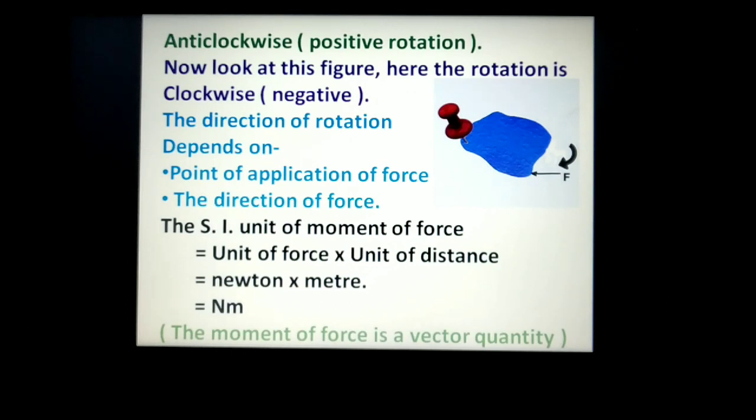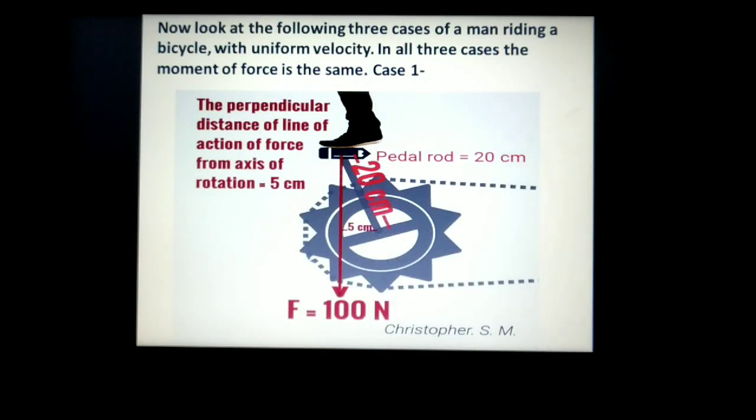Now as we have seen, the moment of force is a vector quantity. Now we'll see 3 cases of a man riding a bicycle with uniform velocity. In all the 3 cases it is given that moment of force is the same. Here we have to be very careful to see the perpendicular distance from the line of action of force. And if it is given in centimeters, you have to convert it into meters. Now in this case we see the perpendicular distance is 5 centimeter. The pedal rod is 20 centimeter. The children may confuse. Don't use this value. Use the perpendicular distance, that is 5 centimeter.